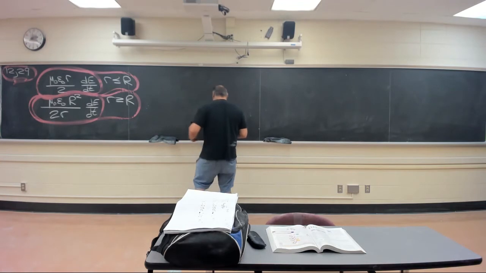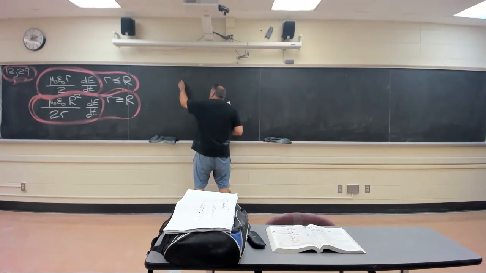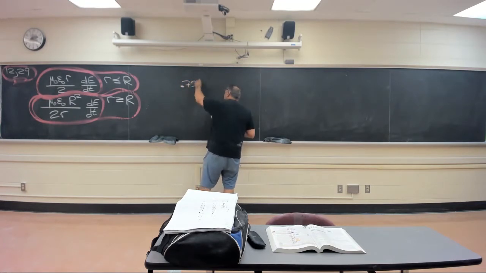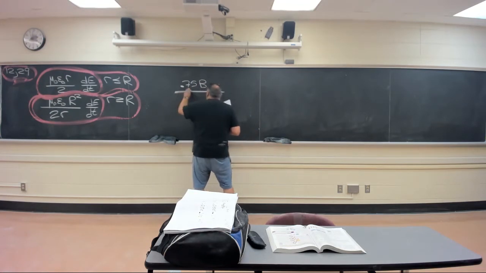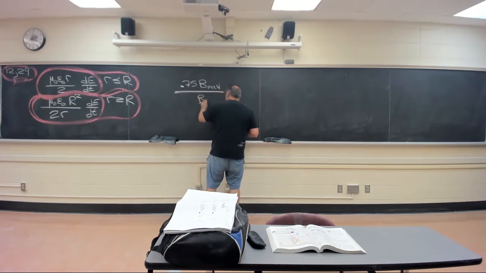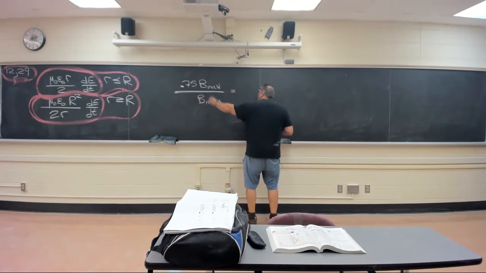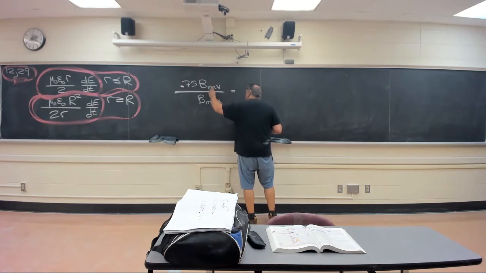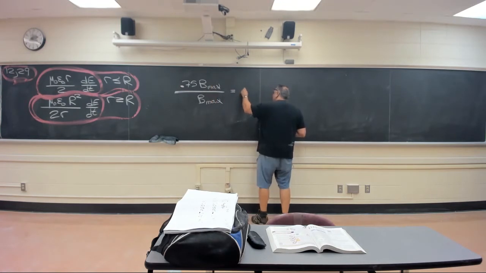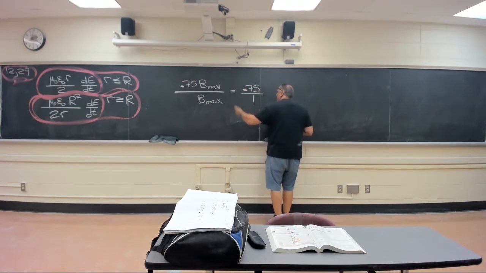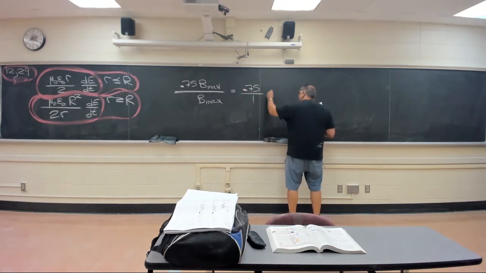Let's compare. Let's find out where that R would be. We want 75% of the max, whatever that max may happen to be. 75% of the max compared to the actual max. B divided by Bmax is 0.75, or 0.75 over 1, or just 0.75.